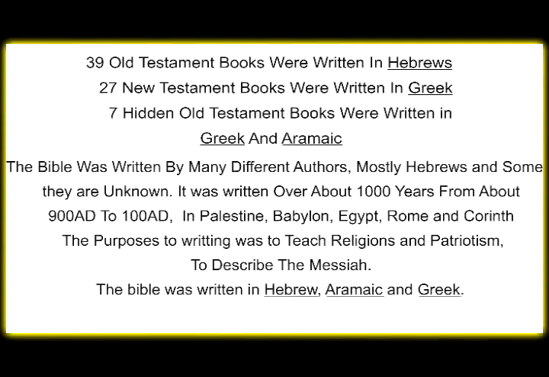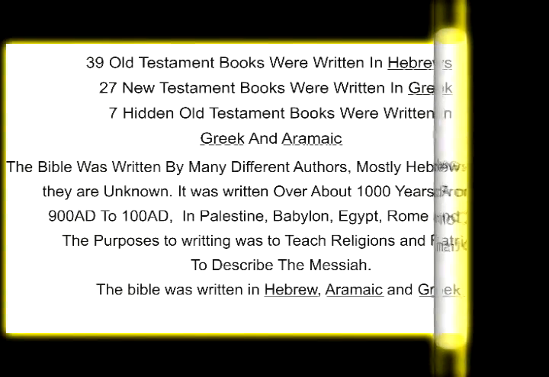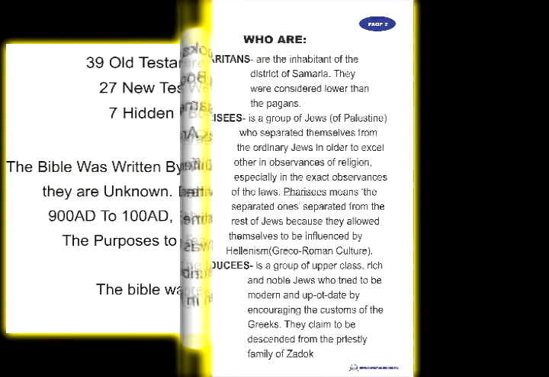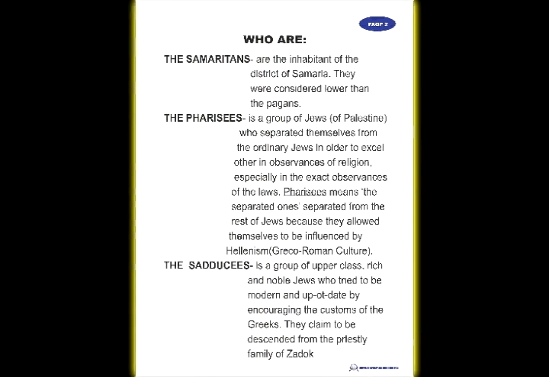The Bible was written by many different authors. Mostly they were Hebrews, and some are not known. It was written over about 1,000 years, from about 900 BC to 100 AD, in Palestine, in Babylon, in Egypt, in Rome, and in Corinth. The purposes of writing were to teach religion and patriotism, and to describe the Messiah. The Bible was written in Hebrew, Aramaic, and Greek. Inside the Bible, many peoples were prominent, most of them the Israelites and the Babylonians.